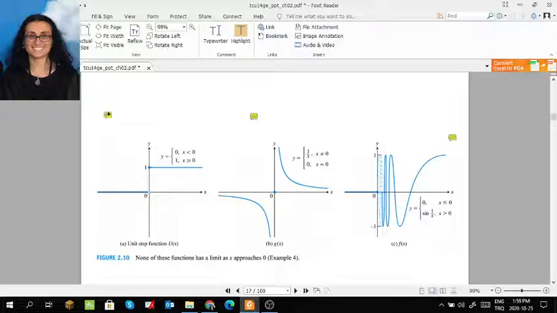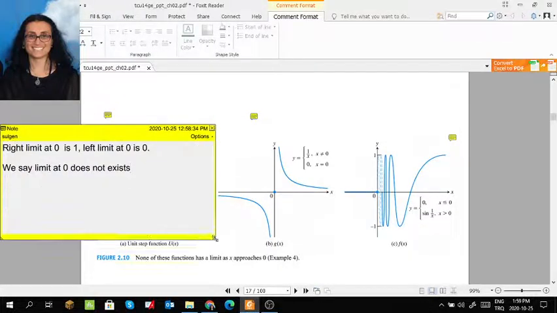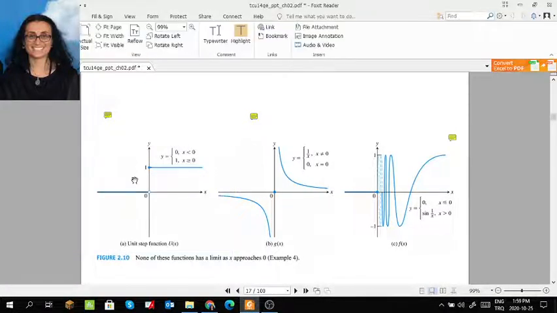And let's see what I had written here for you. Okay, right limit at 0 is 1, left limit at 0 is 0. We say that the limit at 0 does not exist. Okay, so right limit at 0, we approach from the right, the limit is 1. We approach from the left, the limit is 0. So they don't match. So we are going to say the limit at 0 does not exist.